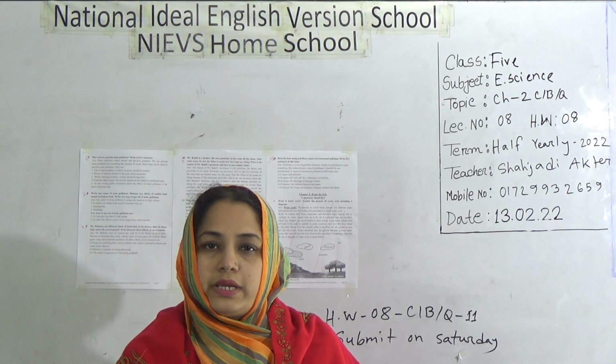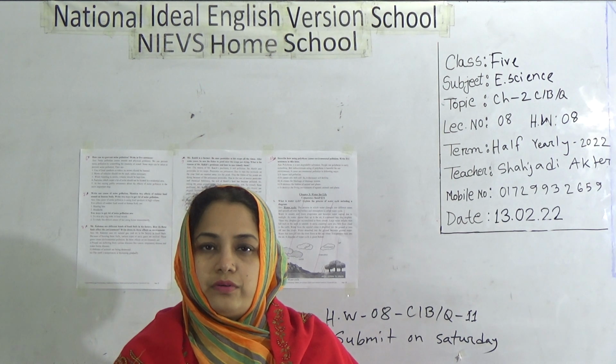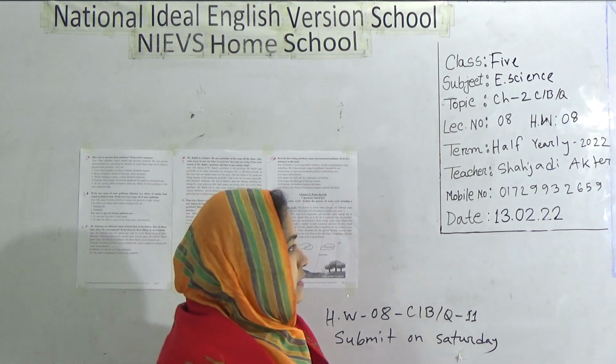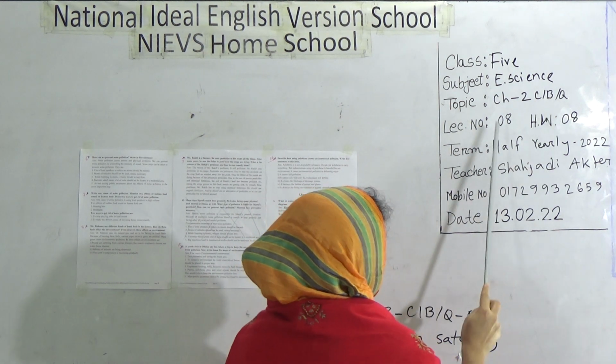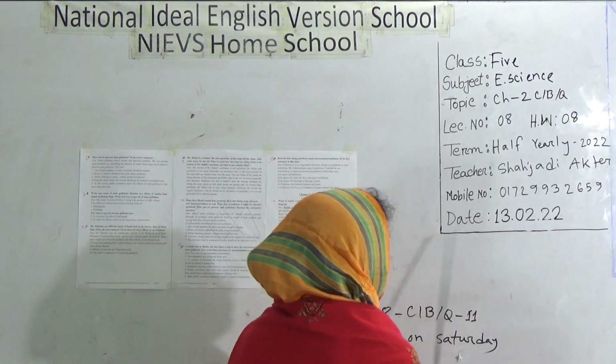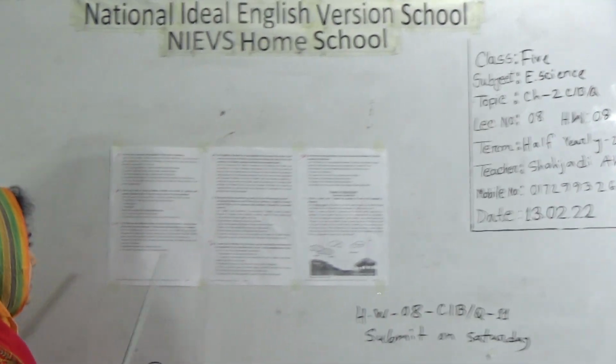Today, I am going to take an elementary science class for class 5 students. My dear students, our today's topic is Chapter 2, Competency Based Question. Today's lecture number 8 and SW number also 8. My dear students, let's start our class. In this class, we will discuss CBQ 6, 7, 8, 9, 10 and 11.